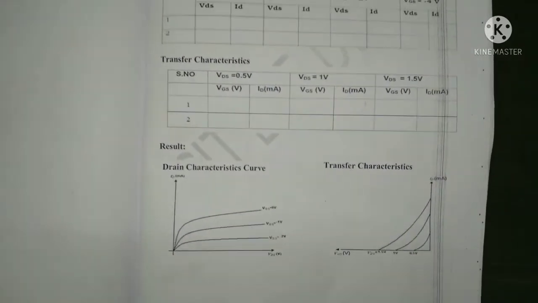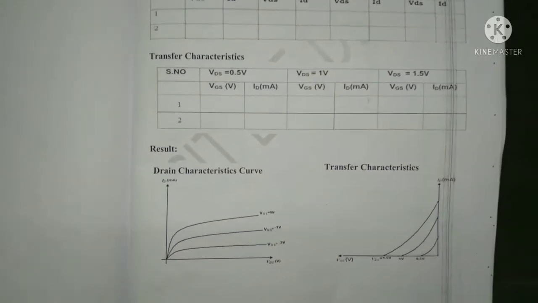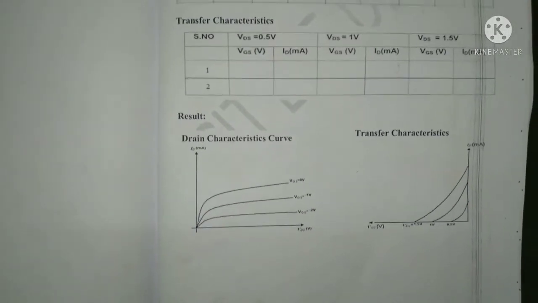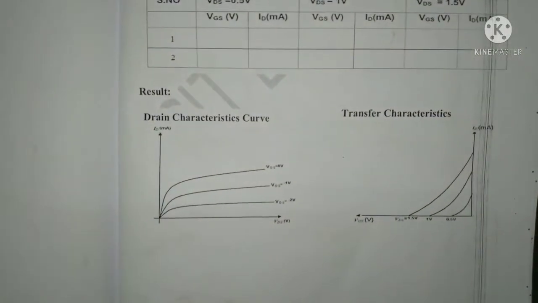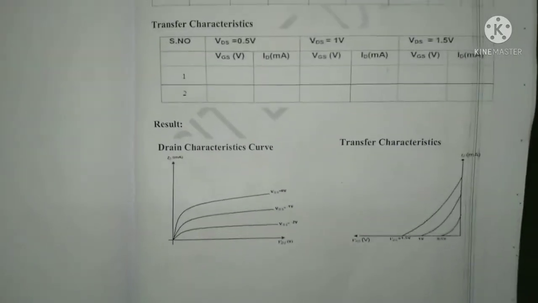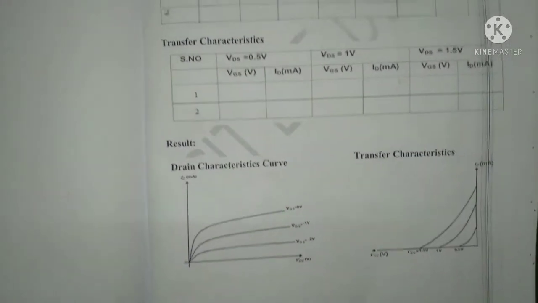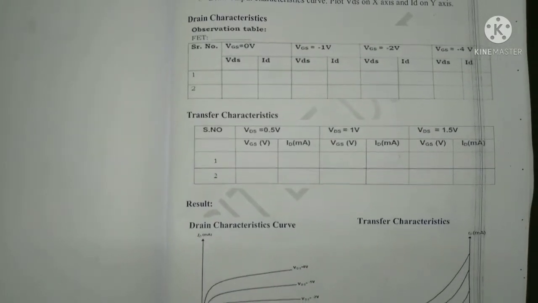See here, result: we draw the graph between the drain source voltage and the drain current in case of drain characteristic, and in case of transfer characteristic we draw the graph between the gate source voltage and the drain current. Okay, so that's it. So let's start.